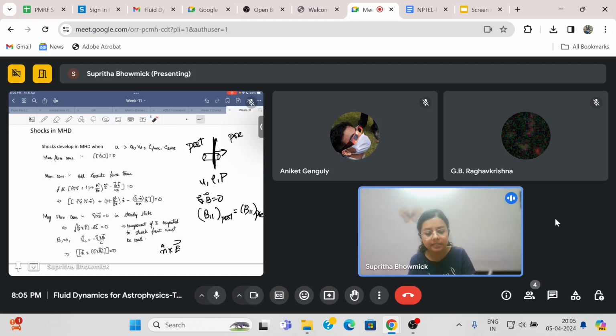Clearly. Why? Because n cap is along this direction. Taking the cross product of a vector gives you another vector which is perpendicular to this vector, right? And what is perpendicular to this vector? Any vector in this plane. That gives you the tangential component. So what we have done is we have related this component of E across the shock front.